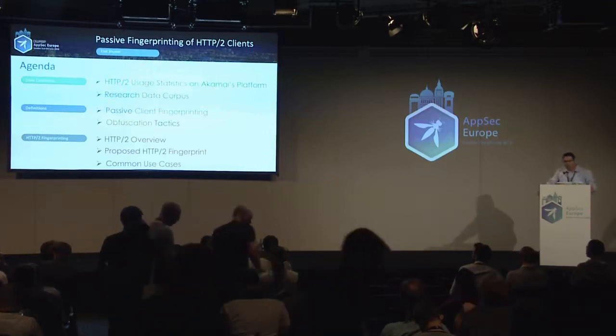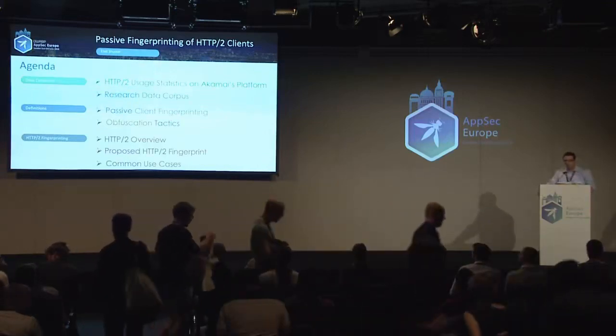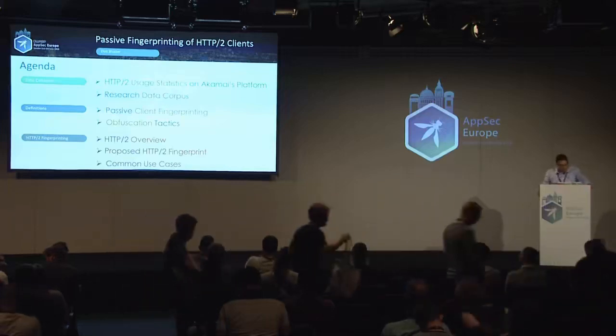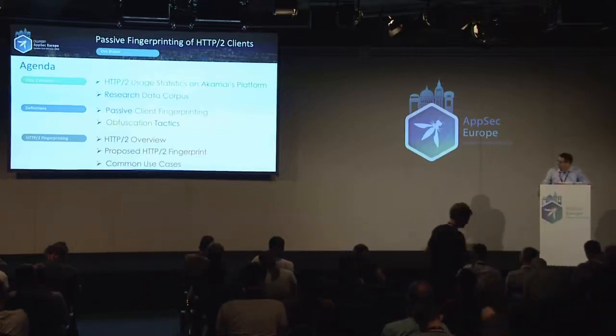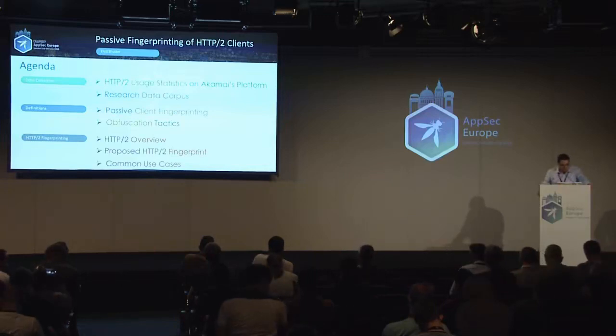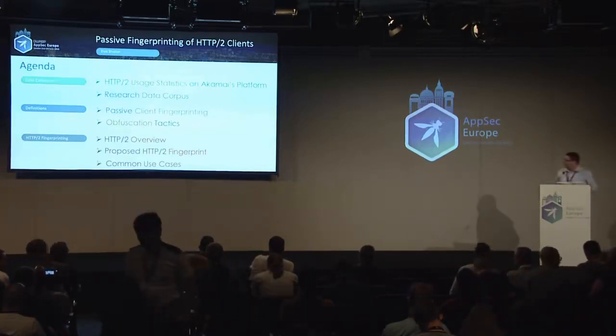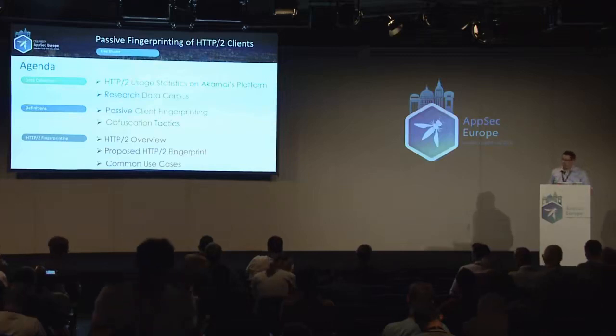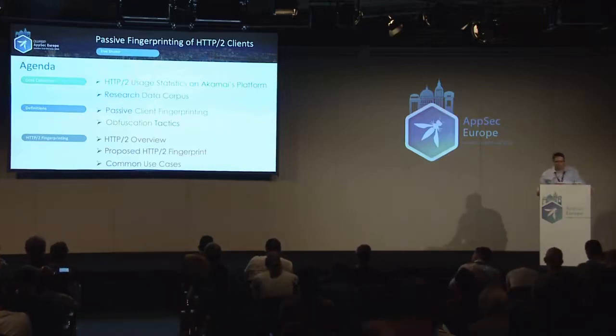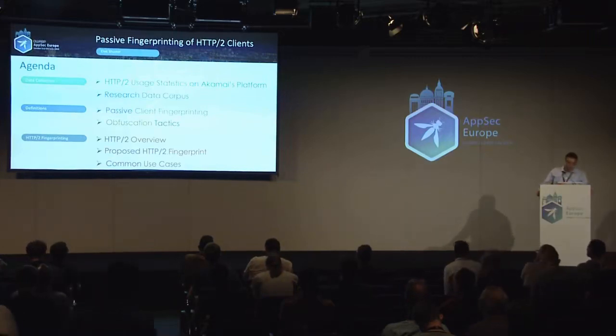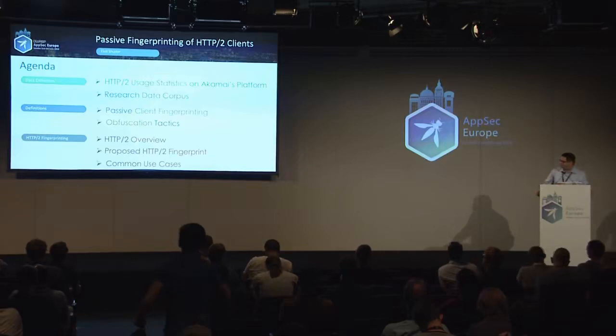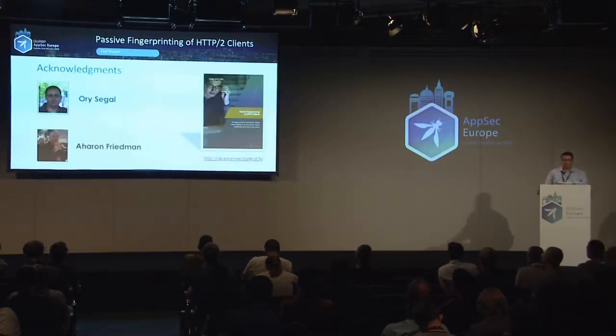What we're going to do today is sift through some of the data collection methods for the research that we've created, and I'll show you the research data corpus. And then we're going to go over some definitions about basic client fingerprinting, passive client fingerprinting, and some obfuscation methods. And at the end, we'll establish some common ground about H2 and cover the fingerprint. Quick acknowledgement before I start, there were two other researchers working on this project with me: Ori Segel and Aaron Friedman.